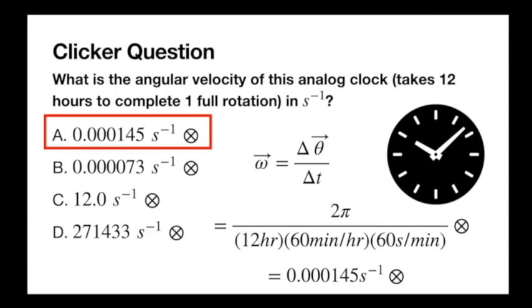I said it takes 12 hours to go 2 pi around, but we should get the same answer if I said, well, it takes 3 hours to go pi over 2, right? 1/4 of the rotation takes 3 hours. And so we would get just the same answer because we would have this over 4, this over 4, get the same thing.